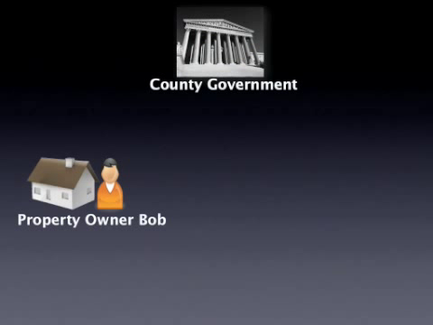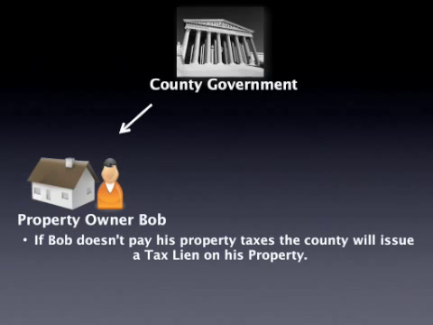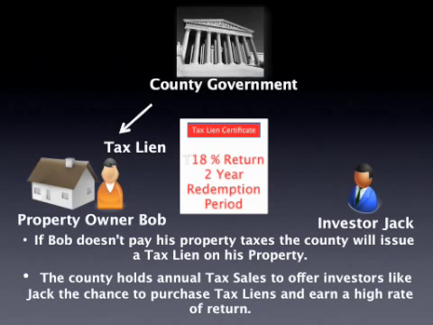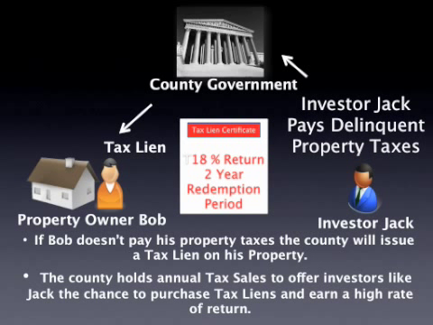So the county needs some type of an enforcement system in place to make sure that they have a way of collecting delinquent property taxes. So if Bob doesn't pay his property taxes within a set time period, the county is going to issue a tax lien against his property. The reason they're going to create this tax lien is because it gives them an opportunity to make the money that they're missing right now from the property owner not paying his property taxes. The way they do this is they hold an annual sale where they invite the public and any investors that might be interested in purchasing tax liens.